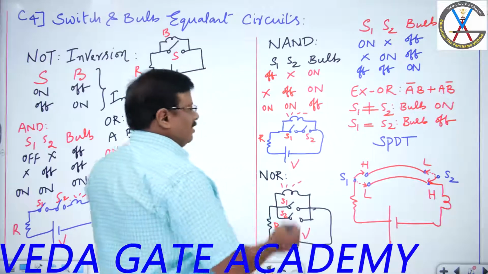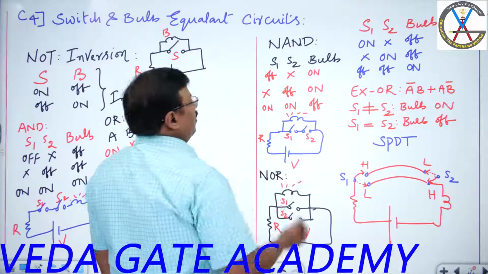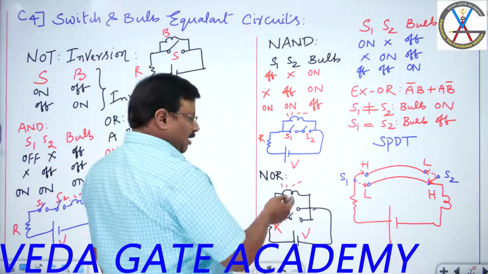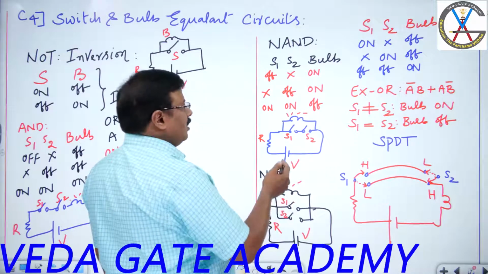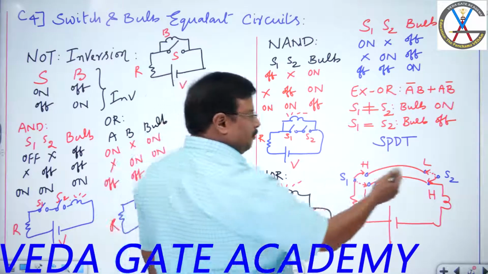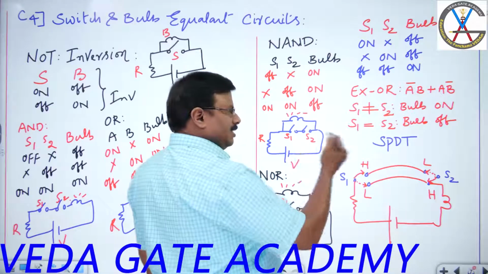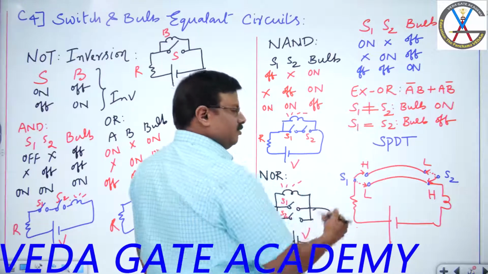And if you could see this, series switches with the bulb in parallel, that is NAND logic. If the switches and bulb are all parallel, that will show you NOR logic. Single pole double throw contacts connected in opposite ways give you XOR logic.